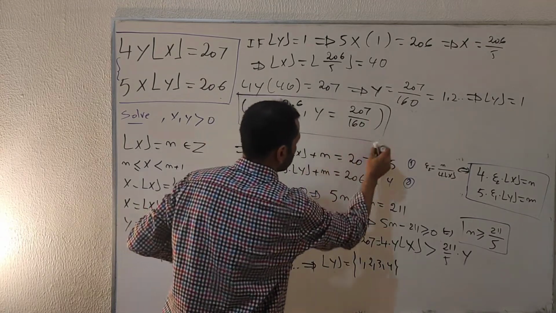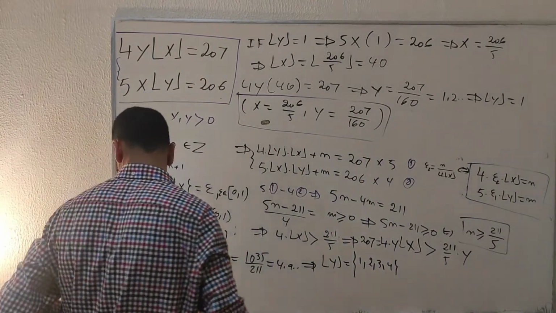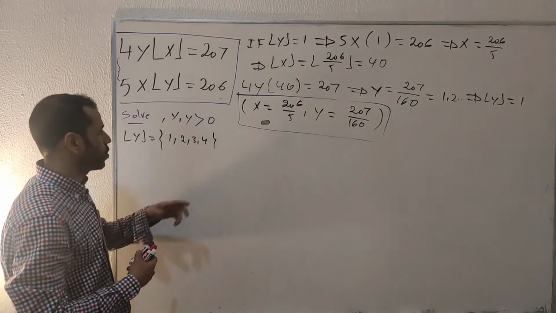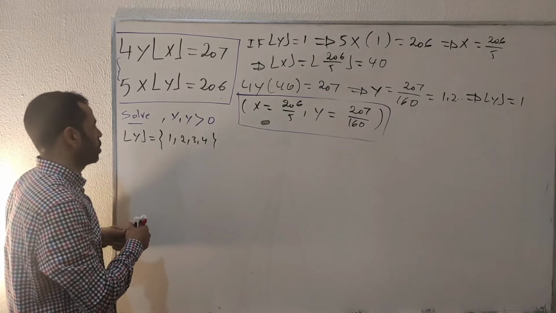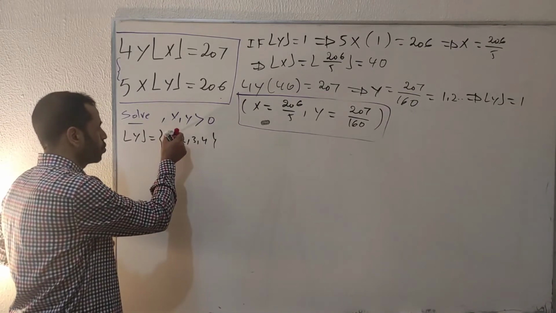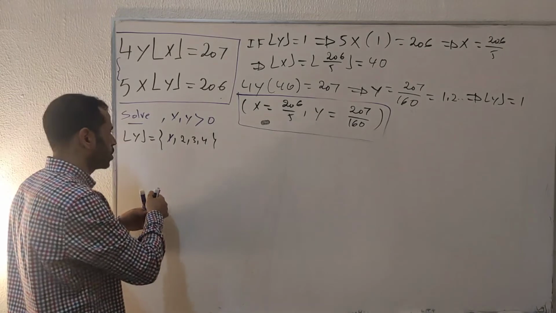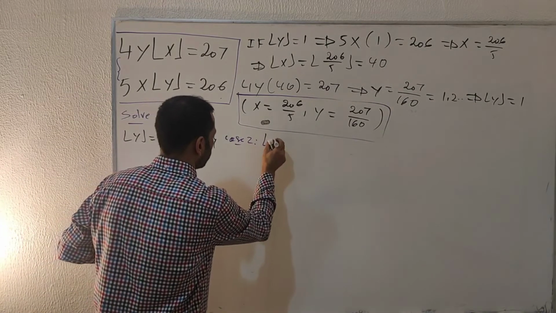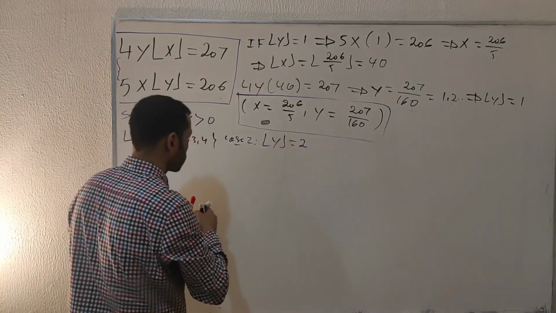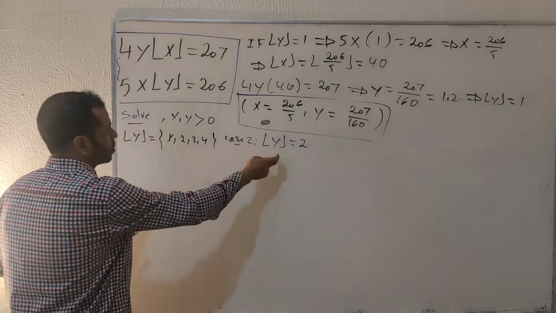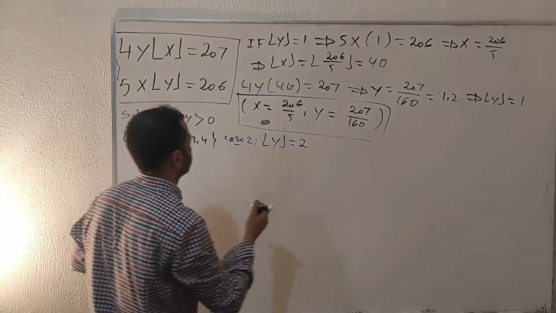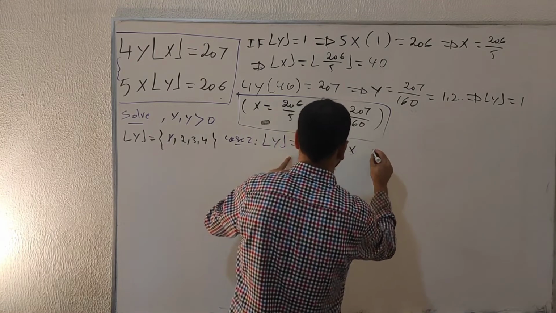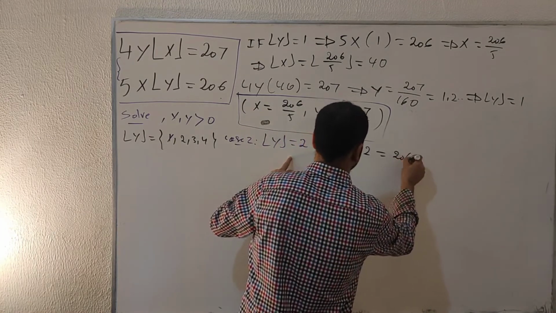Okay, now let's move on to the second solution. Now let's take the floor of y equals 2. We found the first solution for when the floor of y equals 1, so we're done with that. Now let's move on to the second case. Case number 2, if the floor of y equals 2, I'm simply going to replace this value of the floor into the second equation to find x. I will have 5x multiplied by the floor of y, which is 2, equals 206.